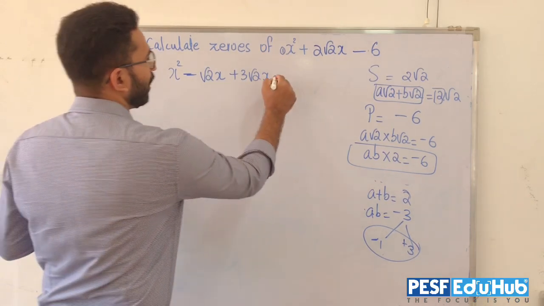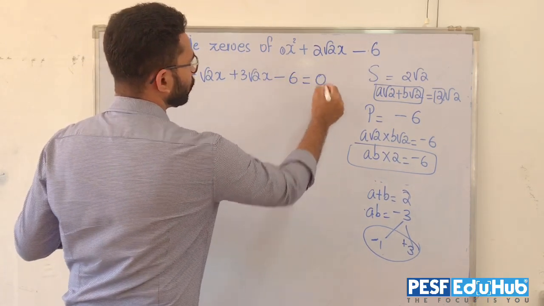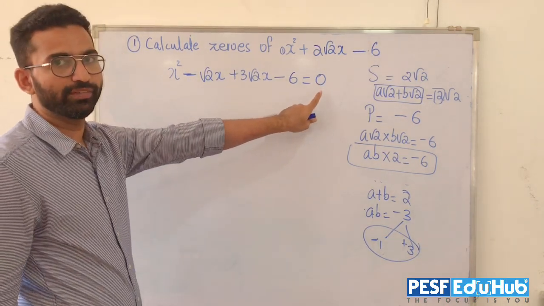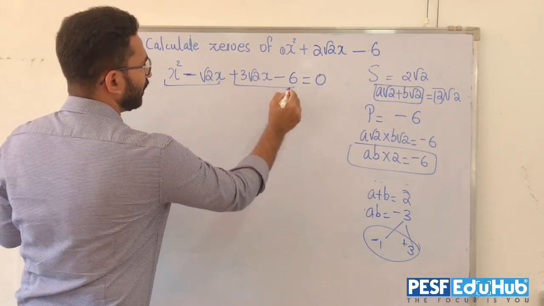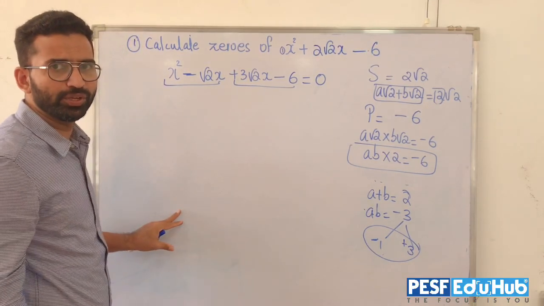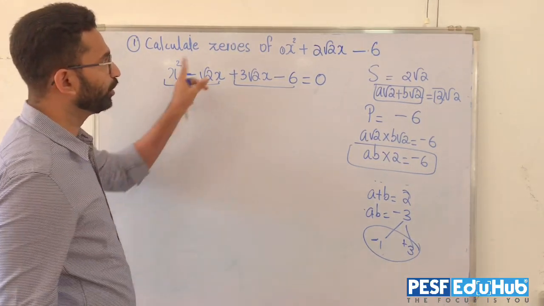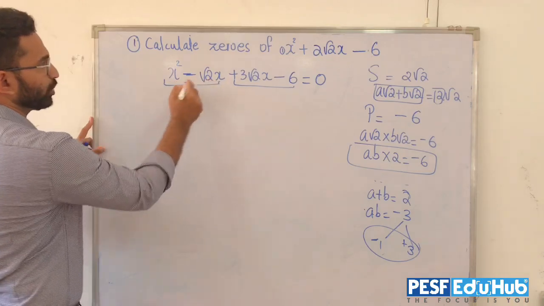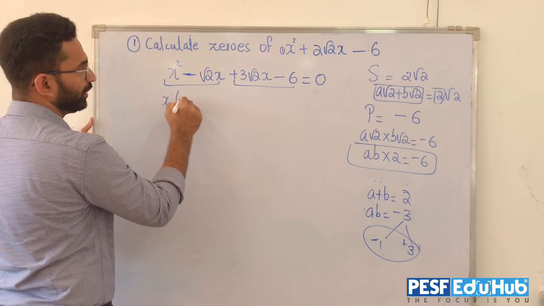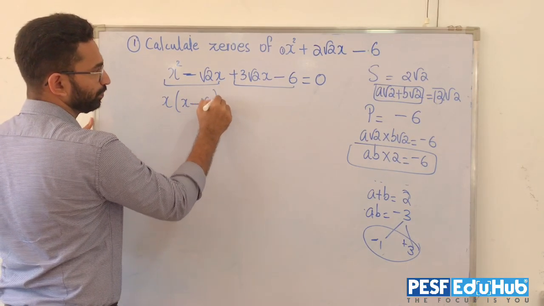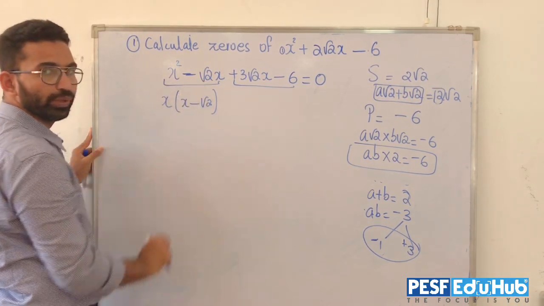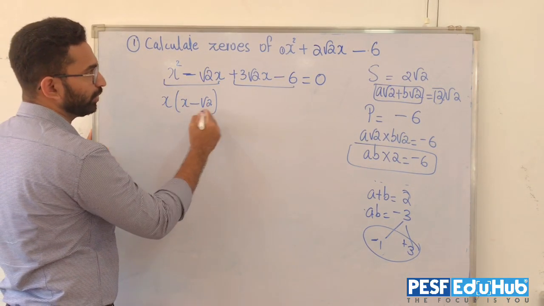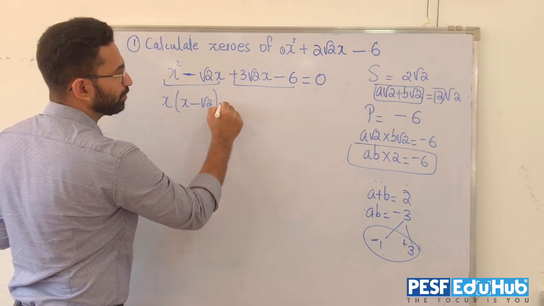So minus 6 equal to 0, because you want to calculate the zeros. So you have to equate it to 0. So I have two terms. Rest of the thing is the same. You have learned how to calculate the zeros. So what is common here? x into x minus root 2. So the common thing is x. x square is there, minus root 2x is there, x common I kept outside. Then plus 3 root 2x minus 6.